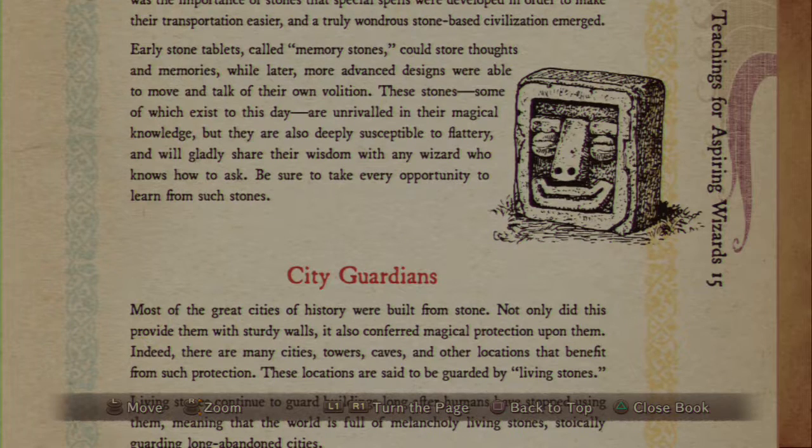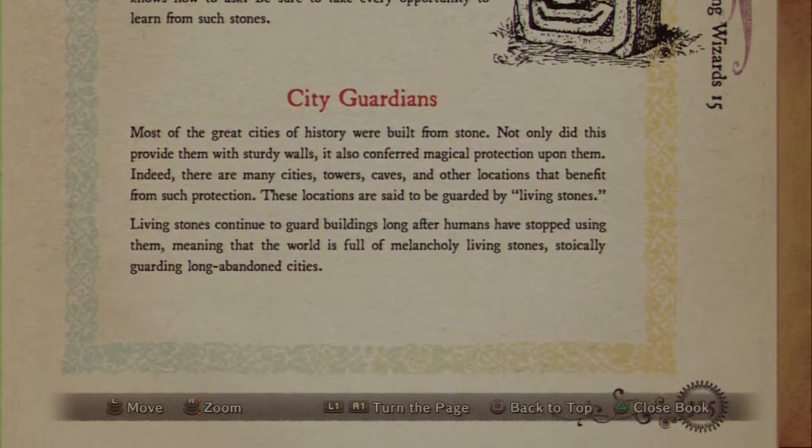And we have a picture of the Telling Stone, which is of course one of them, which means we already have one traveling with us.